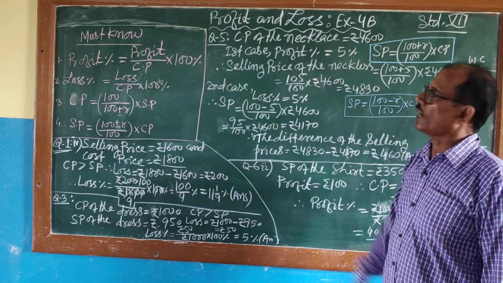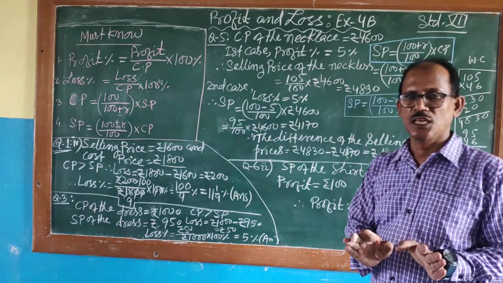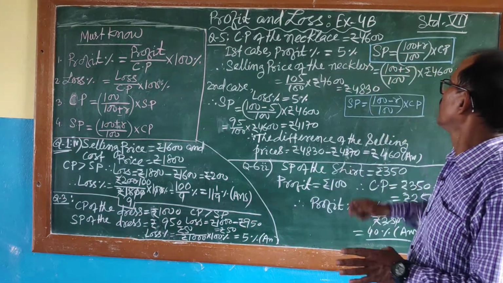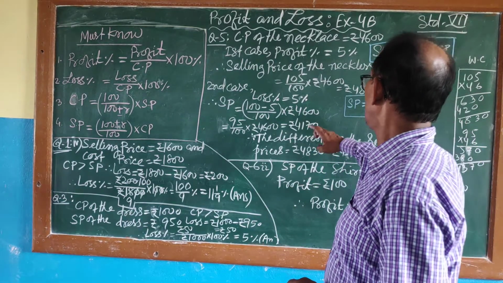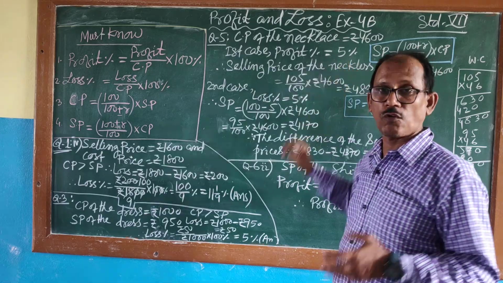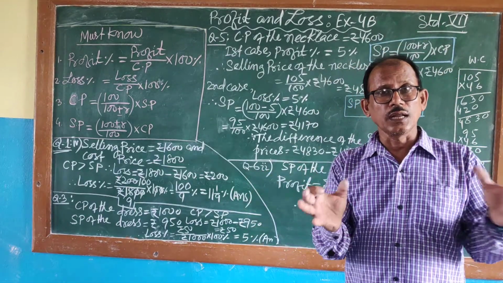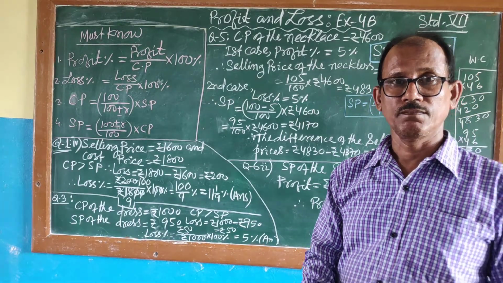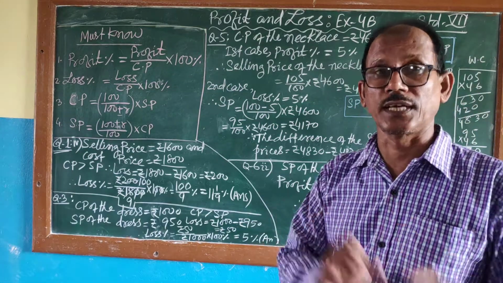Moving on to question number 5. The CP of a necklace is given to you. There are two cases. The necklace is traded twice: first time 5% profit, and second time 5% loss. So what is the difference between the selling prices? That is what they want. So we will have to find out the selling price for both the cases.